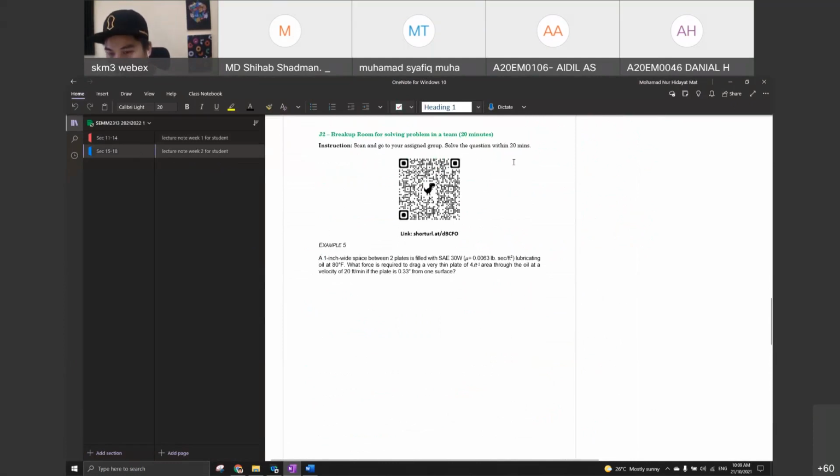Within 20 minutes, you need to solve the question given, based on your creativity. At the end of your discussion, one volunteer will explain the solution to the class. During the discussion, I will create the breakout rooms. Go to your dedicated breakout room. I will create 11 breakout rooms. Appoint a moderator and a timekeeper to monitor the discussion within 20 minutes.